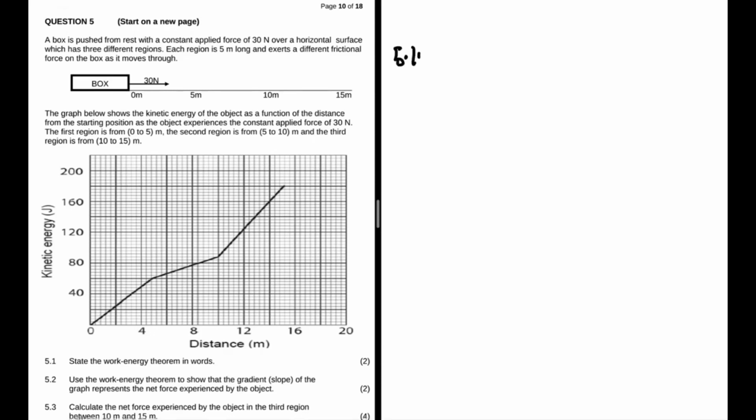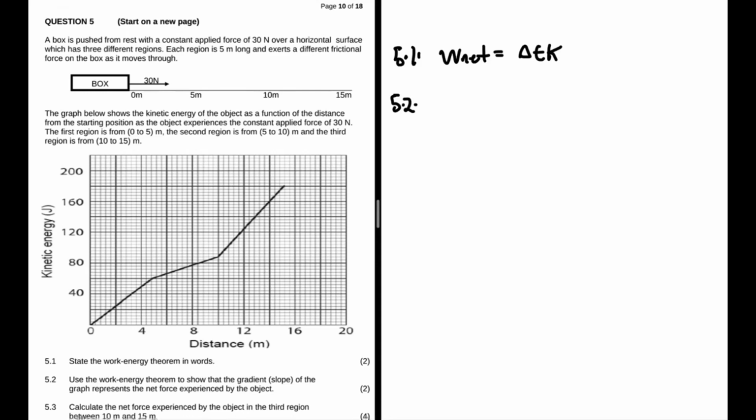5.1 says, state the work energy theorem in words. The work energy theorem essentially says that work net is equals to change in EK. So what this is telling us is that the work net done on an object is equals to the object's change in kinetic energy. And then now we can move to 5.2.